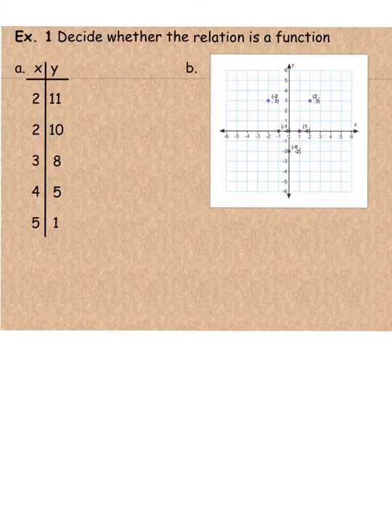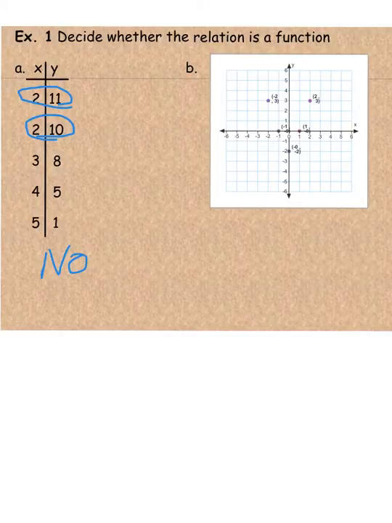Here we want to decide whether the relations presented are functions. So in example A, we have 2 matched with 11, 2 and 10, 3, 8, 4, 5, and 5, 1. So we can see because our input of 2 is matched with an output of 11 and an output of 10, it would not be a function.